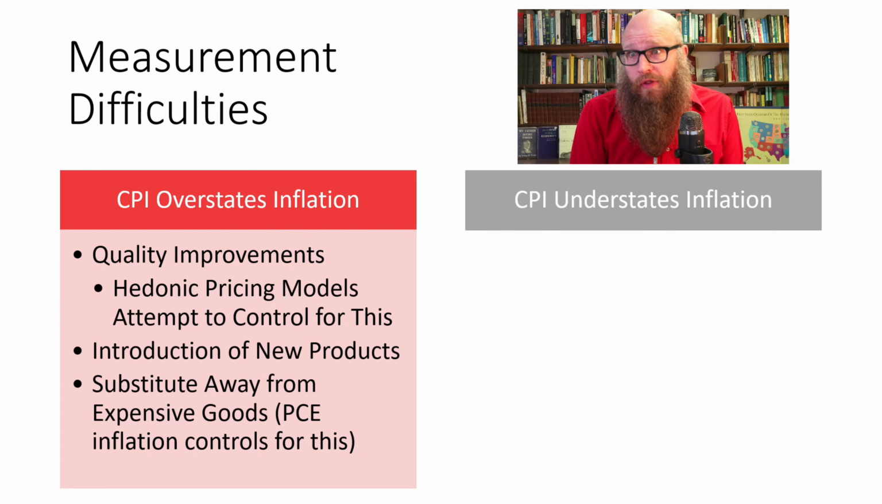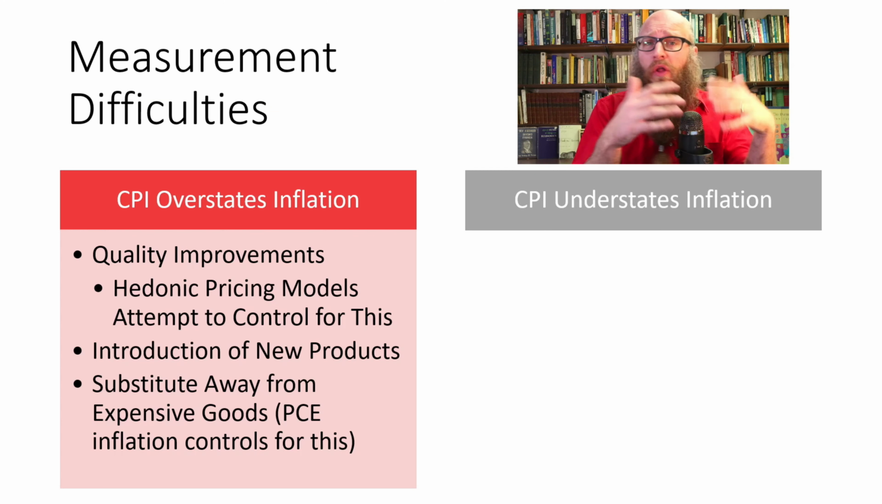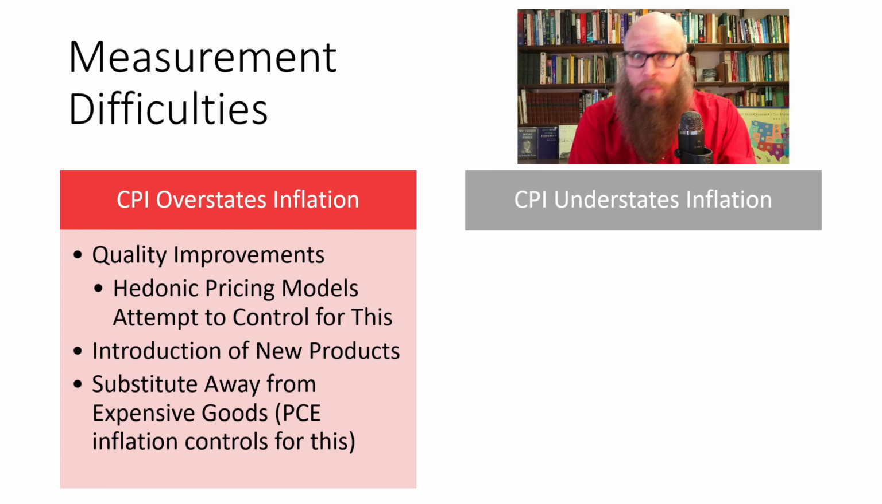How do we control for this? The Bureau of Labor Statistics uses a hedonic pricing model to attempt to control for this, and they do a decent job. Likewise, not just getting a quality improvement, you can get a new product, better than the previous one. Or you can substitute away to equally quality but less expensive ones. This is always a question of the best way to substitute for different items in baskets.